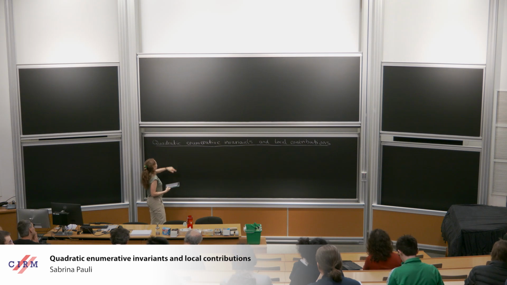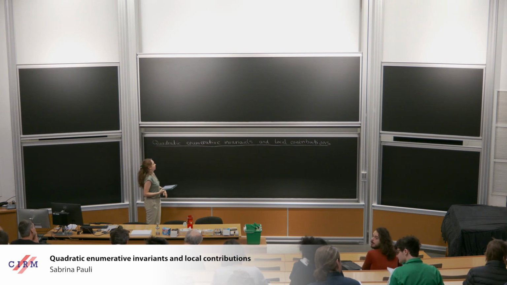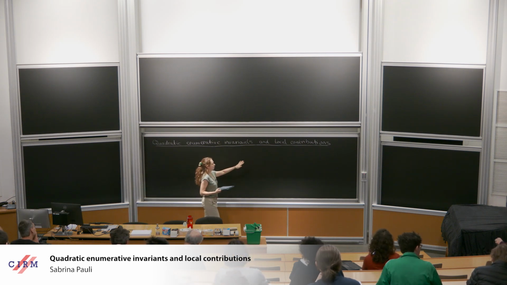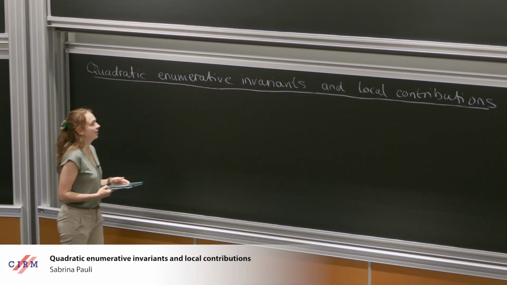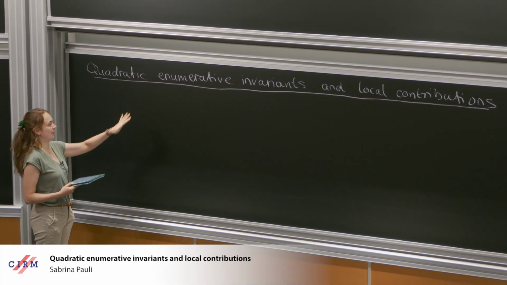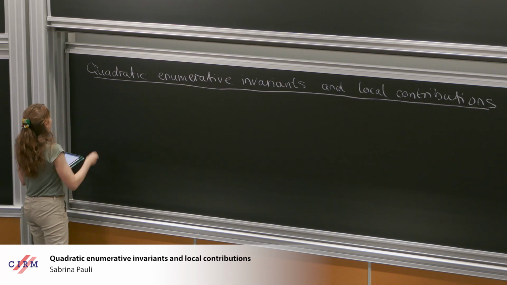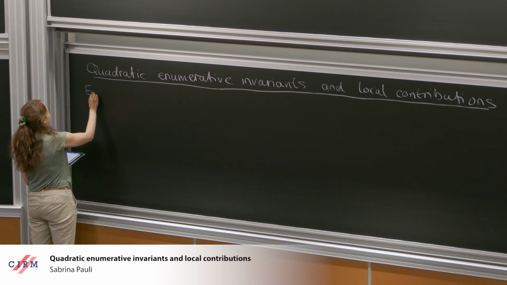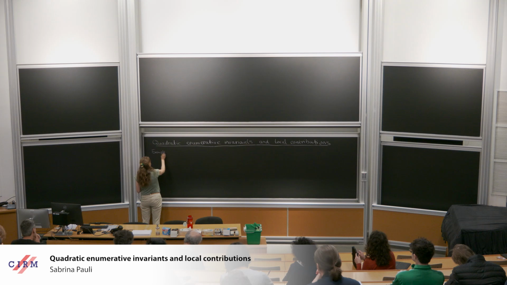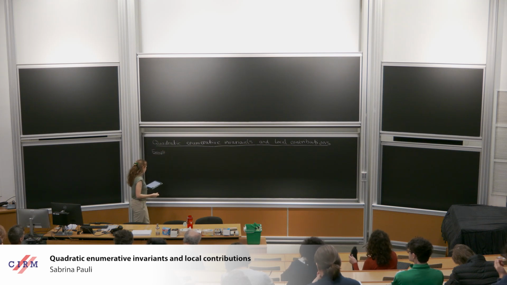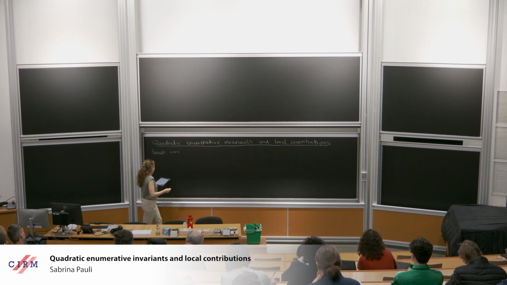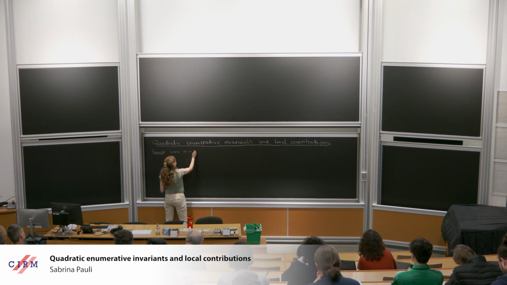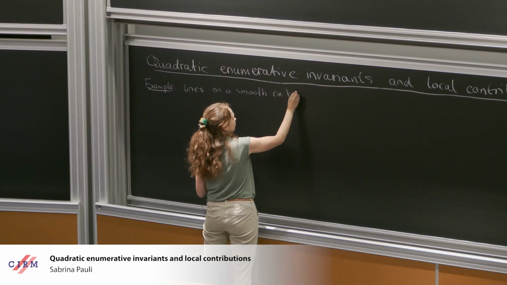And I'm going to talk about quadratic enumerative invariants and local contributions. That's the title. So let me try to explain the title just with one example. And the example I picked is one of the simplest examples you can do, or one of the first examples also. It's the example of lines on a smooth cubic surface.